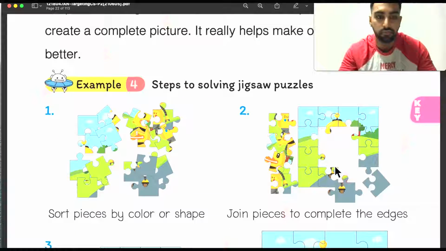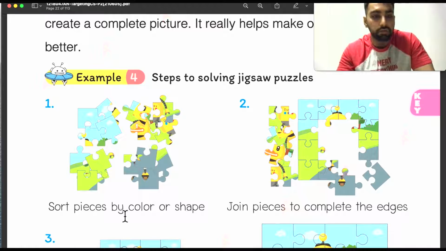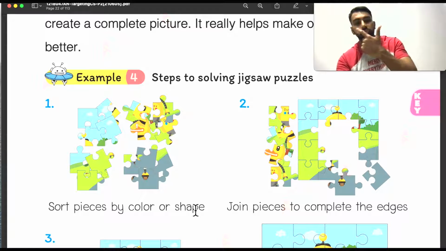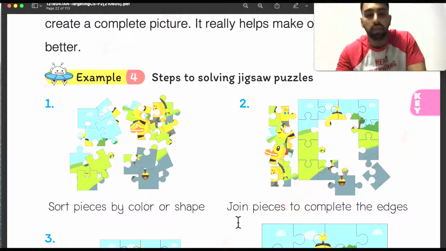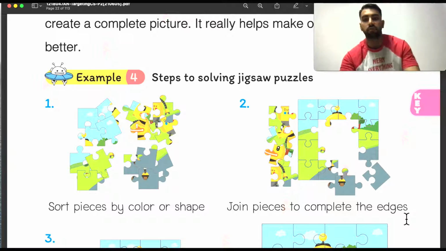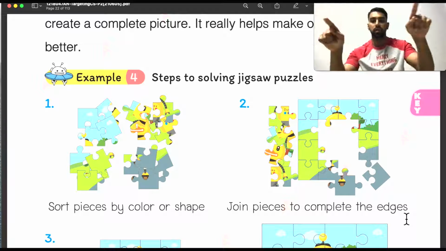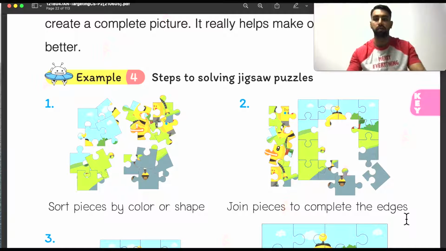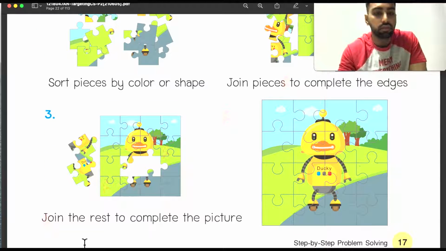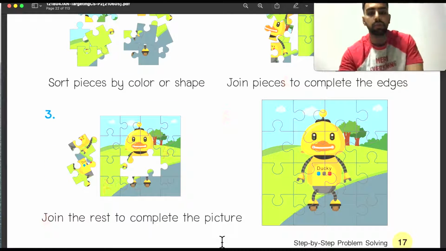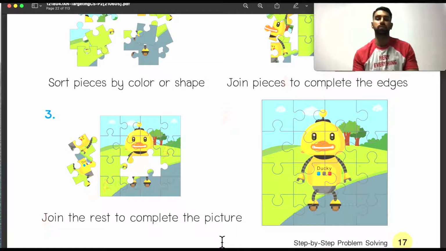How? The steps. First step, sort the pieces by color or shape. Okay, the color or shape. Number 2, join pieces to complete the edges. Join the pieces and complete these edges. And then number 3 is join the rest to complete the picture, and after then when you see which should sort first, then you can place it on it.